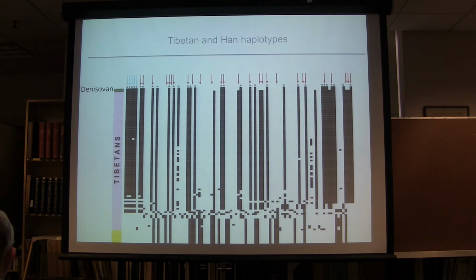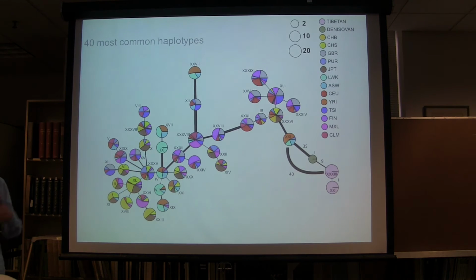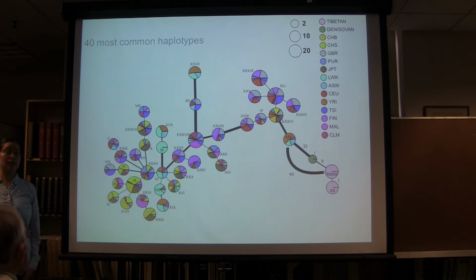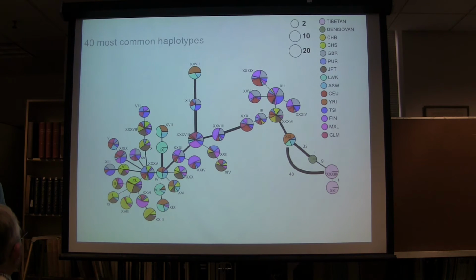Okay, but of course here I'm just showing you 3 populations. I mean the Denisovan, Tibetan, and the Han. You can also ask, well, what is the haplotype in that whole region in the other individuals? And of course that's a lot of haplotypes. That's more than 2,000 haplotypes. But there's a lot of rare haplotypes. So one thing you can do is to just look at the 40 most common haplotypes, and that's what I'm showing you here.